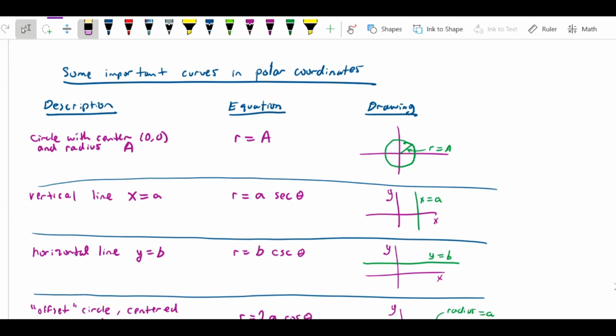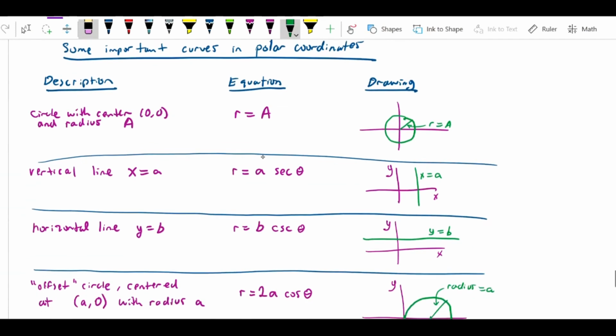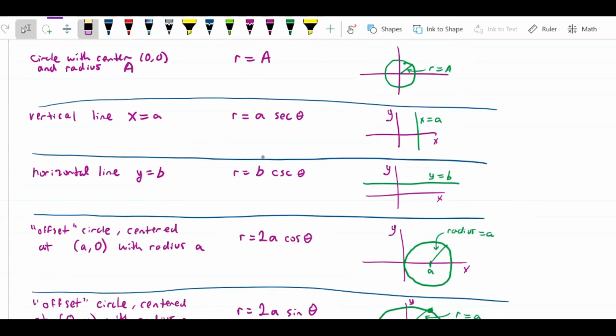So first of all, the circle with center at the origin and radius a is just the equation r equals a in polar coordinates. Vertical and horizontal lines in polar coordinates: the vertical line x equals a is r equals a secant theta, and the horizontal line y equals b is r equals b cosecant theta.